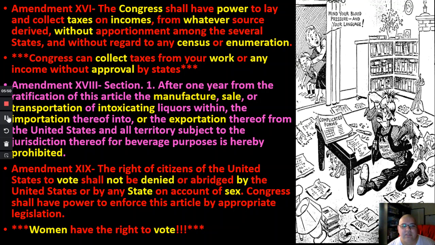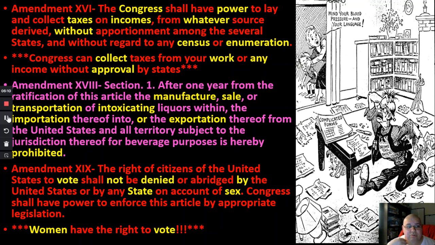And what? Oh, they took so much money. I'm like, yeah, they can do that. Oh, why can they do that? Again, that's the taxes. Okay, that's the income tax. So again, Congress can collect taxes from your work or any income. We're going to talk about this more when we get into economics and we talk about taxes.